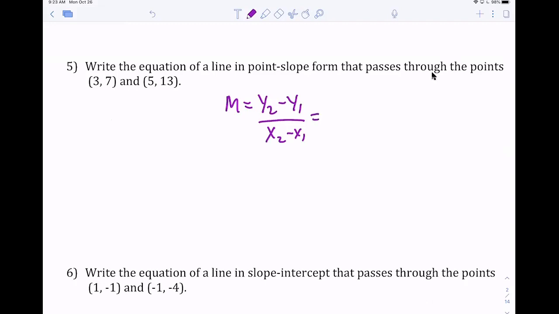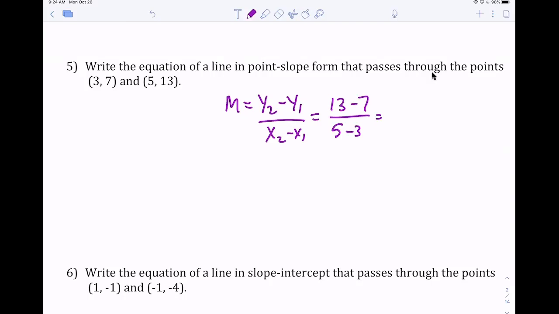So, wait, I messed up. Oh, yeah, so it's 6/2. How did you get that? I'm just asking a question. I'm not saying you're wrong. I want you to tell me how you got 6/2. Okay, so you have 6 because 13 minus what? 7 minus 7? Yes. Over 5 minus 3. I'm not saying you're wrong. I'm saying I don't know how to get there.